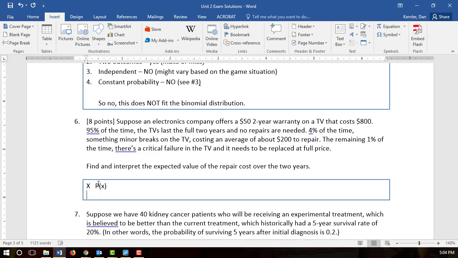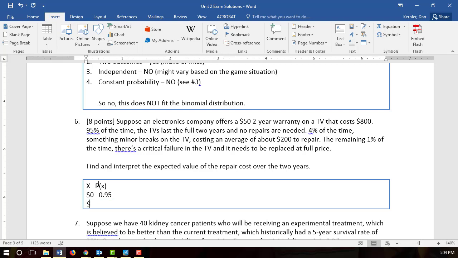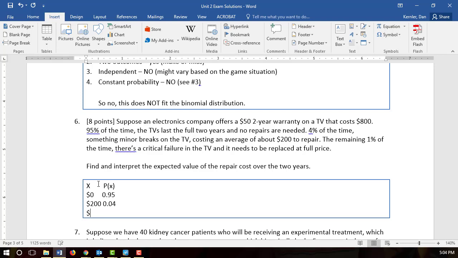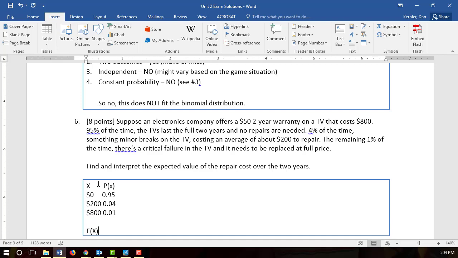So our possibilities are repair cost. We could have $0, right? And that would be 95% of the time. We could have $200, and that would be 4% of the time. Or we could have to replace it, so our repair cost is really a new TV, and that's 1% of the time. So the expected repair cost would be 0 times 0.95 plus 200 times 0.04 plus 800 times 0.01.